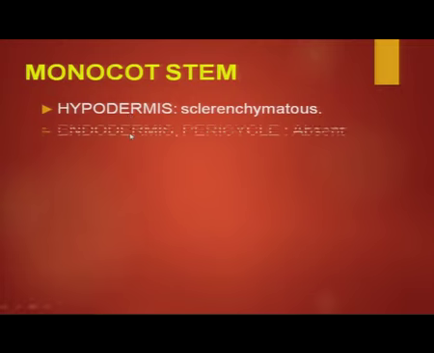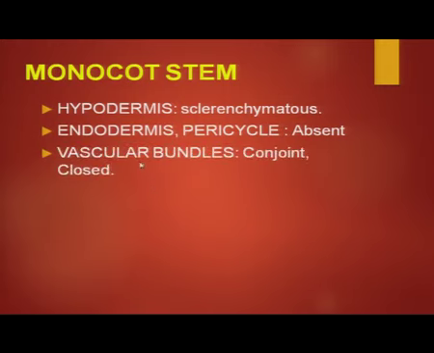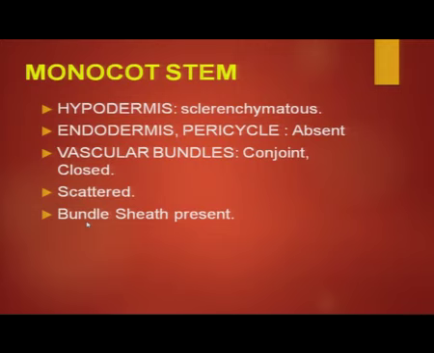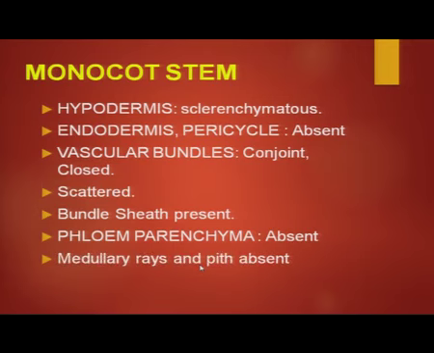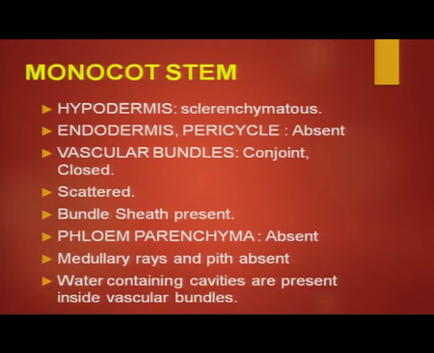Now, let us compare these structures with the monocot stem. The hypodermis here is sclerenchymatous, and endodermis and pericycle are absent. The vascular bundles are conjoint and closed. Also, they are not arranged in a ring, but they are scattered. The bundle sheath is present around them and phloem parenchyma is absent. Finally, medullary rays and pith are also absent and water containing cavities are present inside the vascular bundles. This is how you can differentiate between a dicot and a monocot stem.